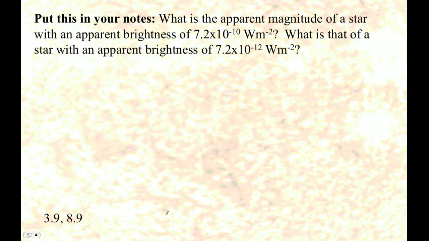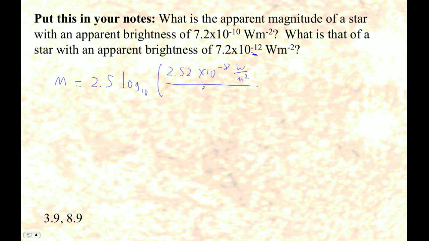So let's go back to our example. What is the apparent magnitude of a star with an apparent brightness of 7.2 times 10 to the -10th watts per square meter? What is that of a star with an apparent brightness of 7.2 times 10 to the -12th? Well, what is our formula? Let's see if I can remember. M is equal to 2.5 log base 10 of 2.52 times 10 to the -8th watts per square meter. We'll find out real soon if I've got it right. Divided by our brightness.